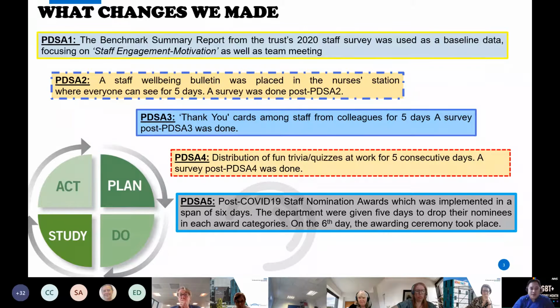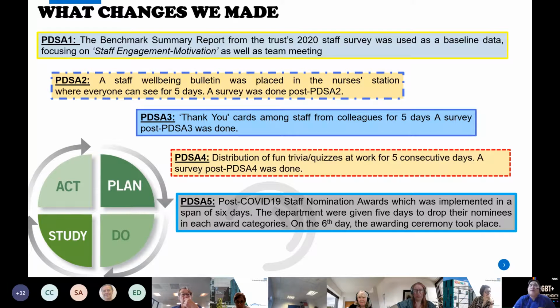in their idle hours. And lastly, PDSA 5, the post-COVID-19 staff nomination awards, which was implemented in a span of 6 days. The department were given 5 days to draft their nominees in each award category. On the 6th day, the awarding ceremony took place, and this is to give recognition to the staff for a job well done at work.